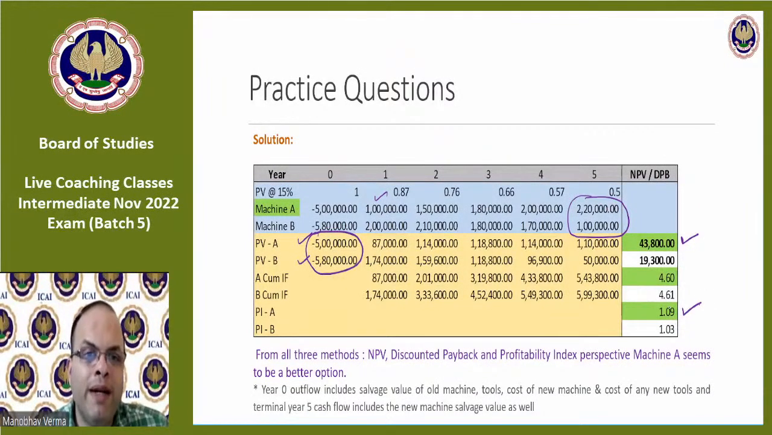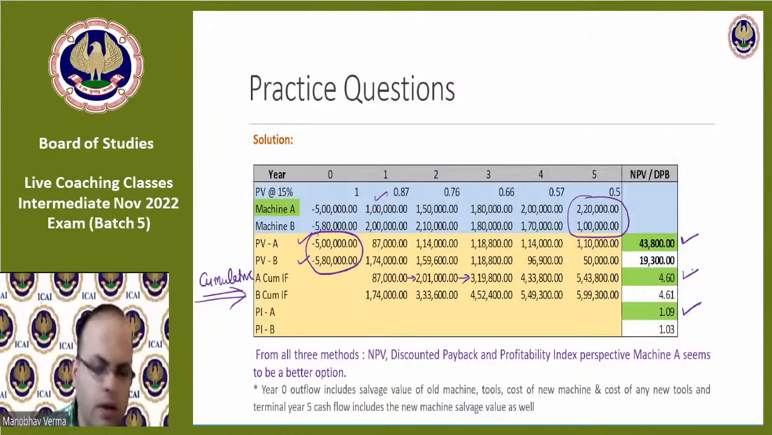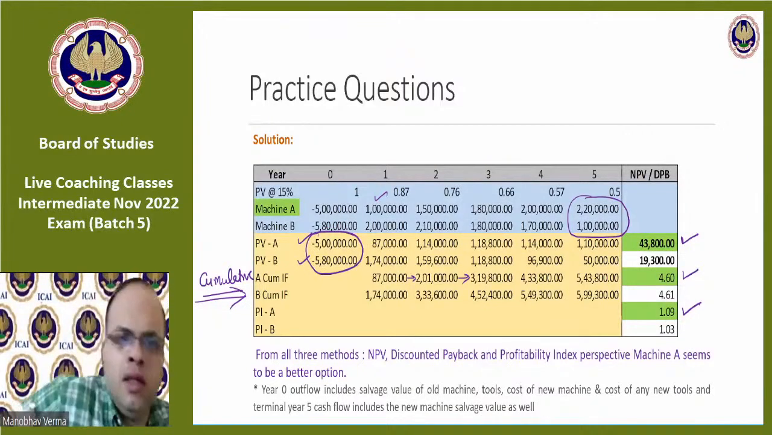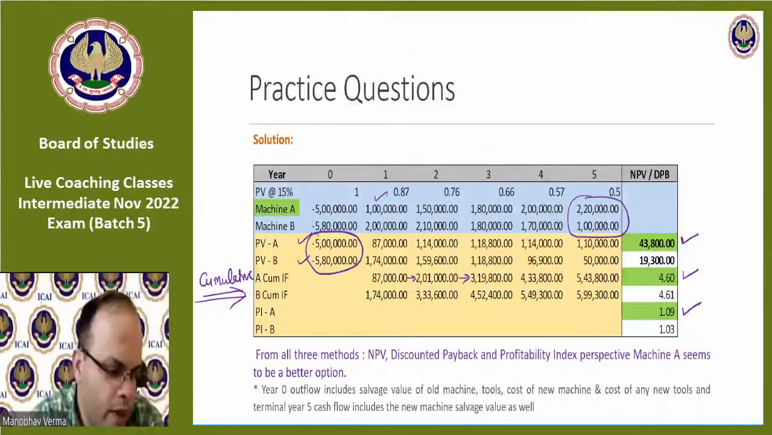And when it comes to payback period, guys, you need to calculate the cumulative inflows here. For the discounted payback, you have to calculate the cumulative ones. So 87, 2 lakh 1,000, 3 lakh 19,000. And how much was the outflow? 5 lakhs, right? So we're getting 4 plus here. So 4 years plus something. So we got 4.60 for project A and 4.61 for project B. So marginally, I would say still project A is selected. Yes, everyone with me on this? Any doubts? All okay here?